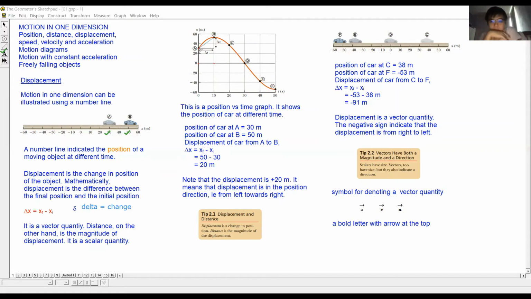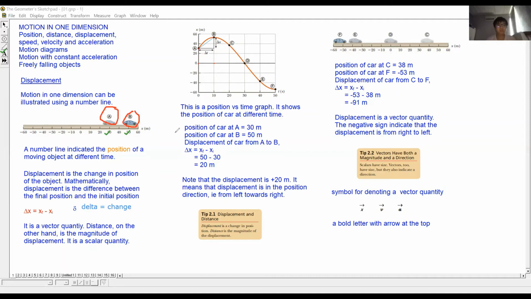A means at the start, 0 second, the position is 30. It means this one. Then here, after 10 seconds, the 10 seconds is not indicated on the number line. After 10 seconds, the position is 50. So after 10 seconds, the position is here, 50.